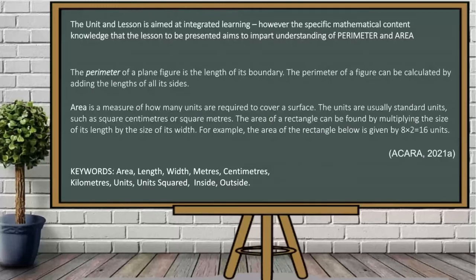The specific terms of perimeter and area, as defined here by Akara, are examined in the lesson so that students will be able to interpret the terms correctly. This unit also includes integrated learning in the areas of science and the arts, and the content descriptors for those are shown here. I'll now pass to James for the unit and the lesson.